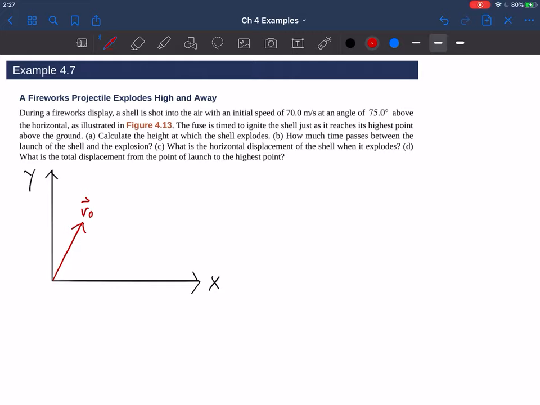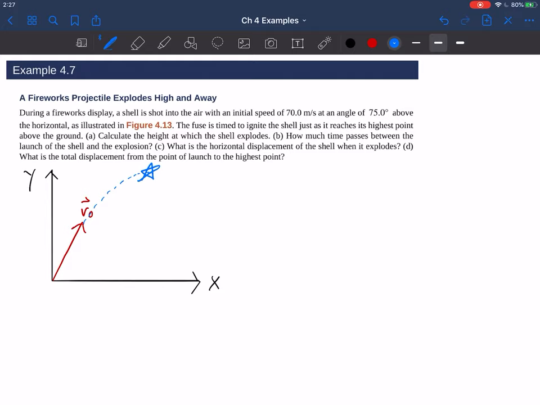And then we see that that projectile, that firework that we're launching with some initial velocity, is going to fly up into the air. It's going to reach some highest point. And instead of falling back down, it's going to explode at its highest point. So that's one of the things we need to figure out, what is that highest point. But okay, that's our picture of what's going on here.